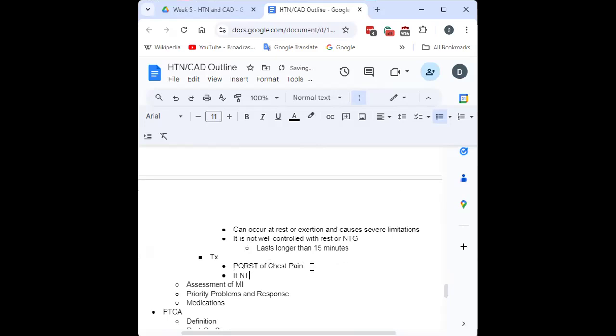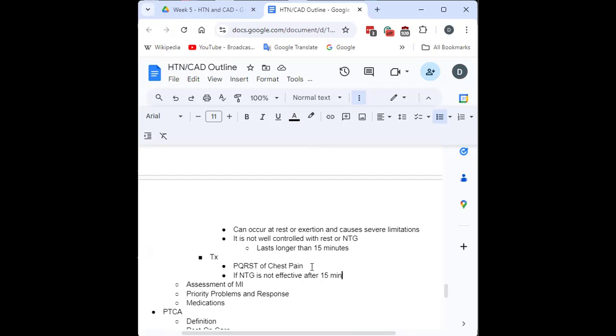Obviously if the NTG is not effective, well, how do we know it's not effective? When should you call the ambulance? After the 15 minutes? It's actually not after the 15 minutes. Is it not? No, so it's a good thing to know.